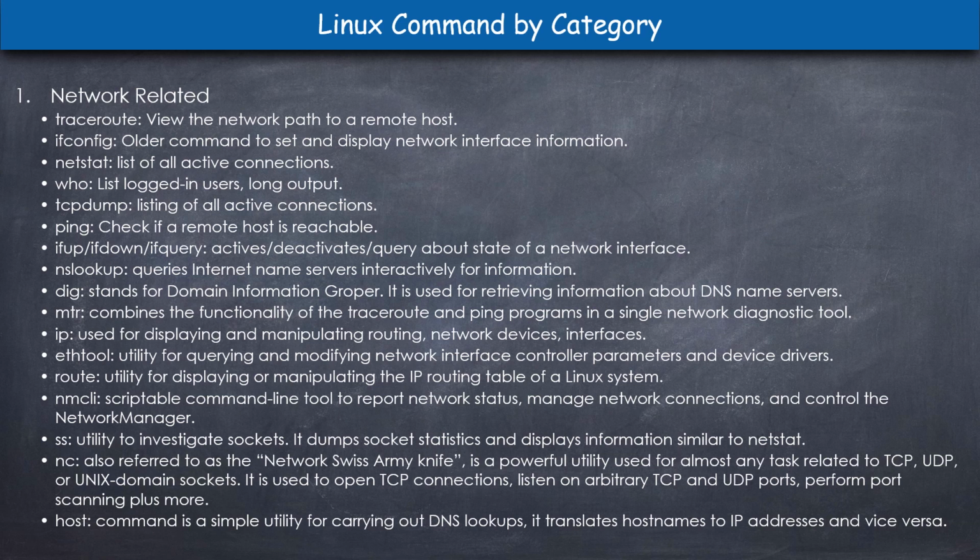Then you have ip, which will display the IP information. ethtool is a utility for querying and monitoring the network interface controller. Route displays and manipulates the IP routing table. Sometimes you need to create routes and configure routing in the IP table, and you can use this command. Then nmcli is a very good command line tool that provides a command line interface for managing network related things. Then ss investigates sockets, the network Swiss Army knife.